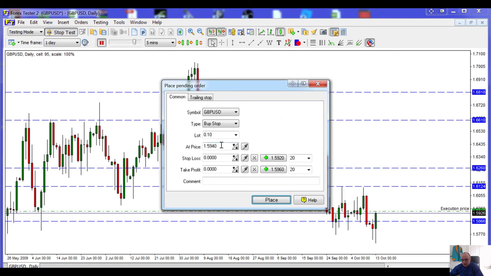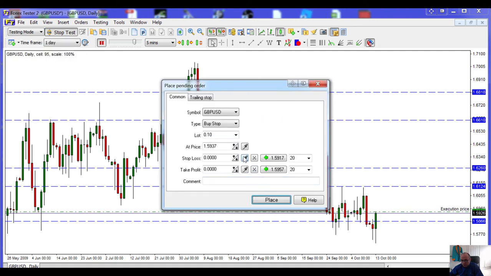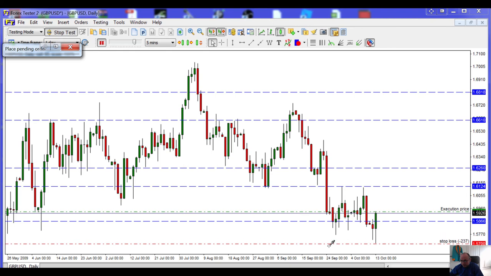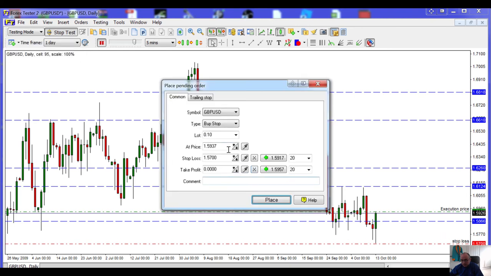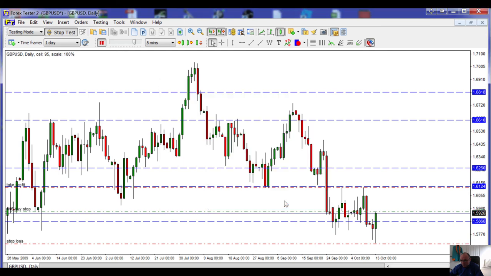Okay, so we'll put a buy stop order, and we'll put the buy stop 5 pips above the candle. The stop will be 5 pips below the candle, and our take profit is going to be at our first resistance level. Now we need to make sure that our take profit target is at least 50% of our stop loss target. In this case it certainly is, so we can take that.